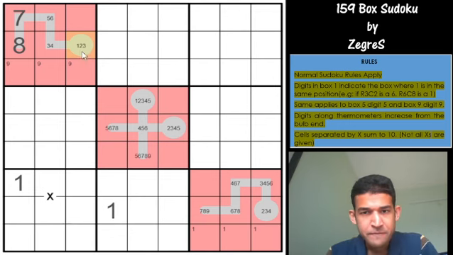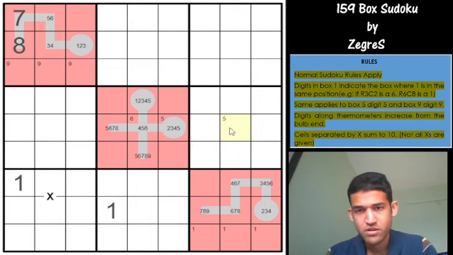Okay, 6. Okay, this cannot be 5, I think. So let's say we have a 5 here. So this becomes 6 instantly. And the 6 box will have to have central digit as 5. Not possible. So this is not a 5. That's 2, 3, 4. It's not a 5.